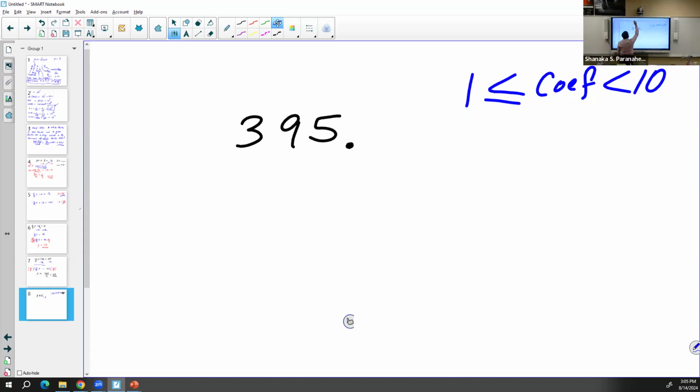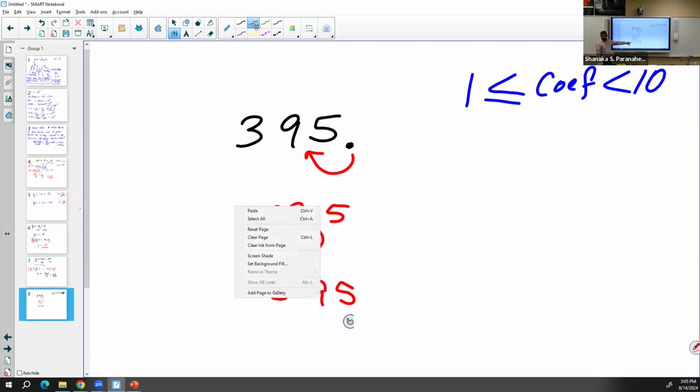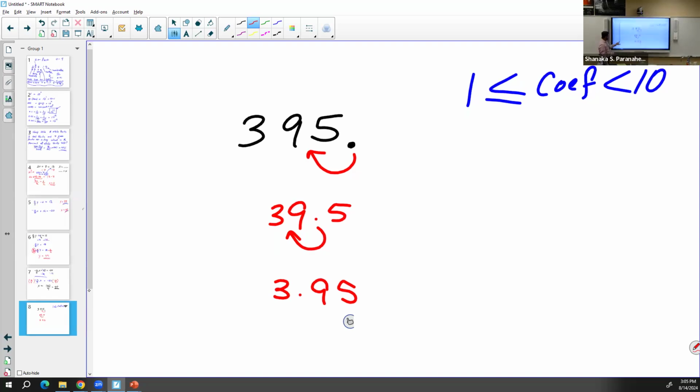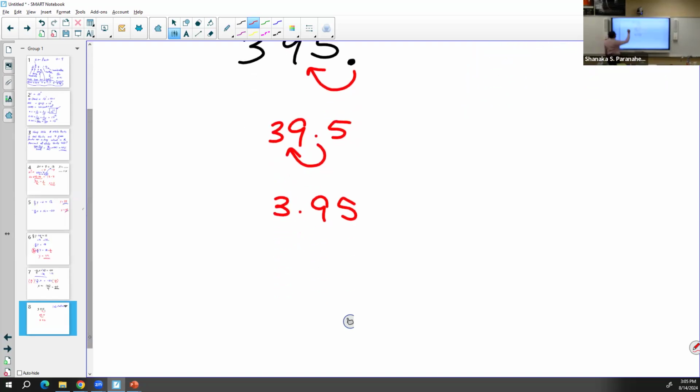Therefore, we need to move the decimal place toward the left side like this. Now that number is going to be 39.5. Okay, so we are going in the right direction. One more time, and that number reduces to 3.95. Now you can see this number is in the range of 1 to 10, greater than or equal to 1 and less than 10. That's our coefficient, which is the first part of the scientific notation.